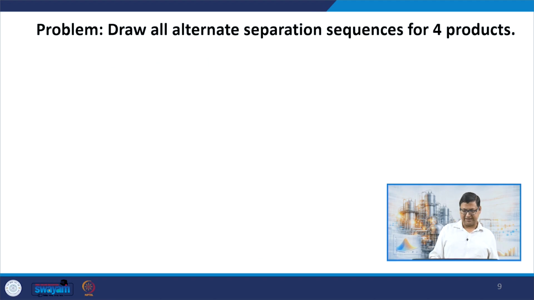So we can extend this idea, and now let us say we have 4 products and we have to figure out what all the different sequences are that we can have in that scenario. So let us try to draw it.